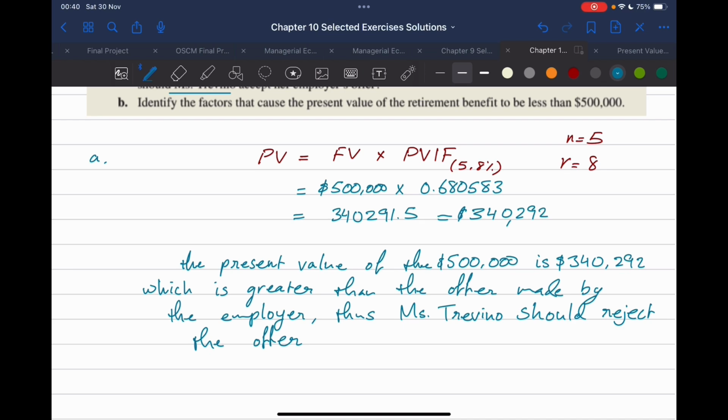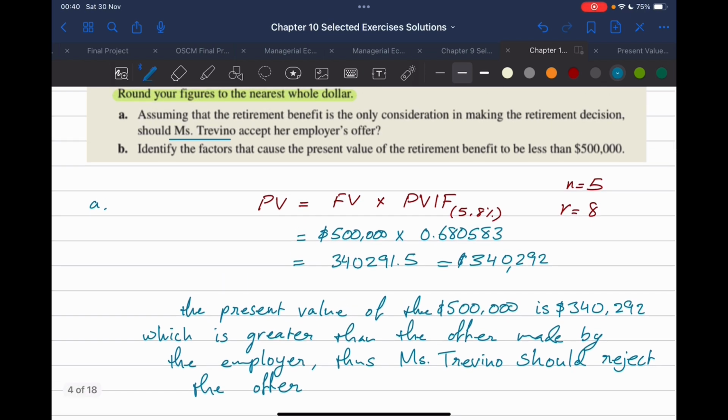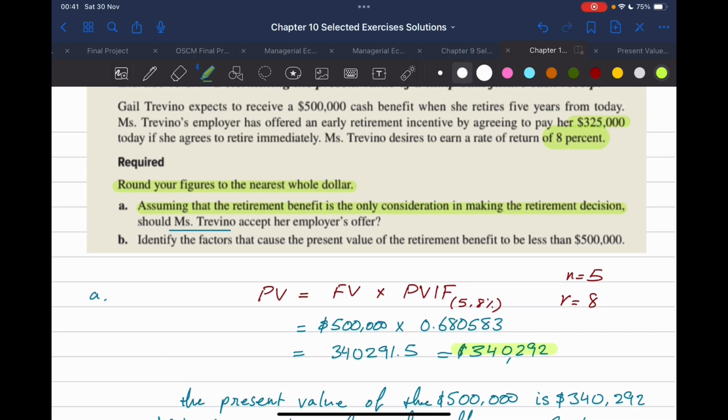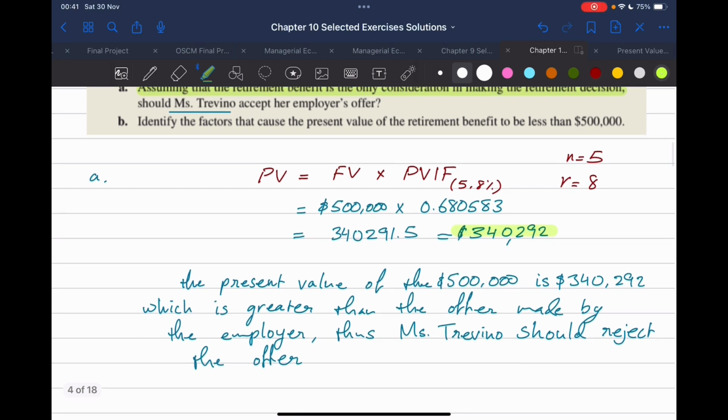Now remember, Ms. Trevino is not considering anything other than the financial aspect, right? Assuming that the retirement benefits is the only consideration in making the retirement decision, this is what we were told in the question. Ms. Trevino might accept the offer due to other considerations, but that doesn't really concern us. What we are concerned with is that based on the financial aspect of this offer, would it be a good idea to accept? No, because the present value of that $500,000 is $340,292, which is greater than the amount that the employer is offering, which is $325,000. Okay, there's over $15,000 difference there. Okay, so that's part A.